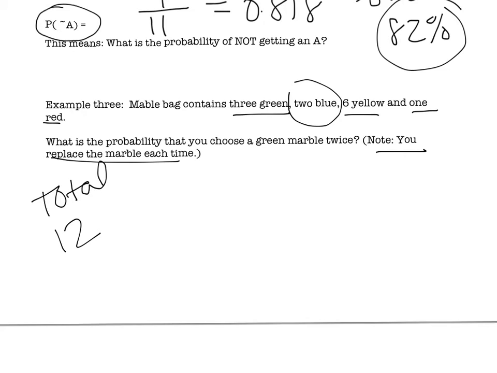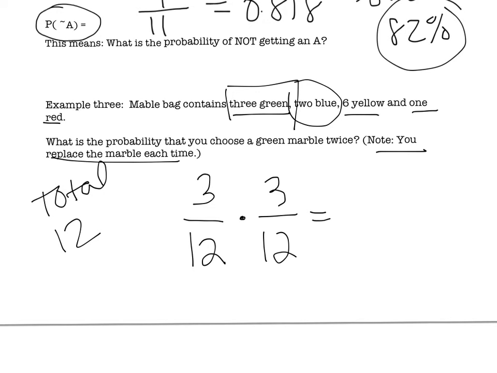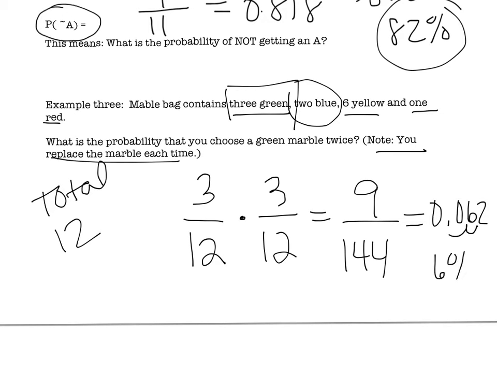This is very important that you know whether or not you replace, because it'll change your answer. For this one, if we're going to pick a green one, we have 3 green, so it'll be a 3 out of 12 chance. And then the next time I go back in the bag to pull out a marble, I'm replacing the green one that I took, so we still have 3 out of 12. So if we go through, it's a 9 out of 144 chance, which gives us a decimal of about 6% chance. All right, next question.